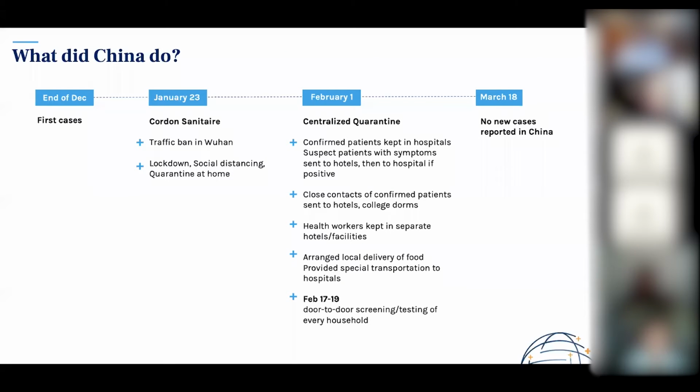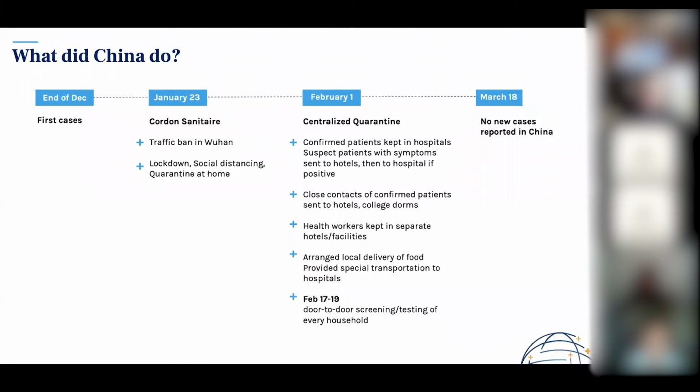So I thought I'd spend a minute just, I showed you the data that China was able to jump on this and seem to control it very, very quickly. So what did they do that might have helped? Well, what they did, I'm not sure we can replicate in most societies in the world. They just locked that place down. I mean, they had, by the end of December, the first cases. By the end of January, they basically locked down. They did what we're doing now: social distancing, quarantining at home, traffic ban, within a month.